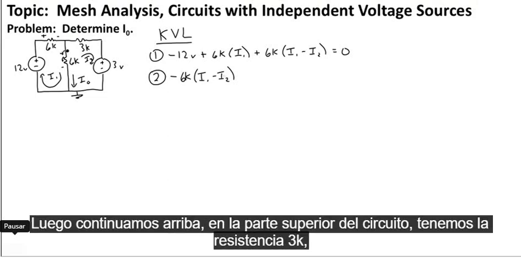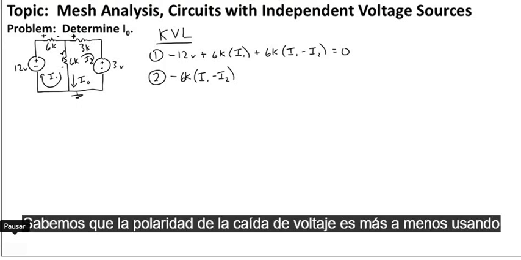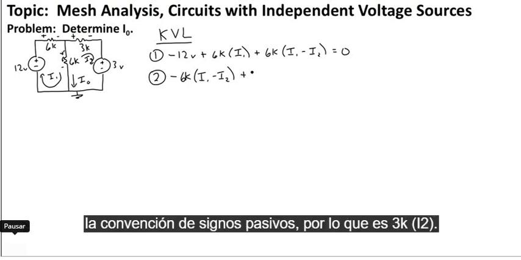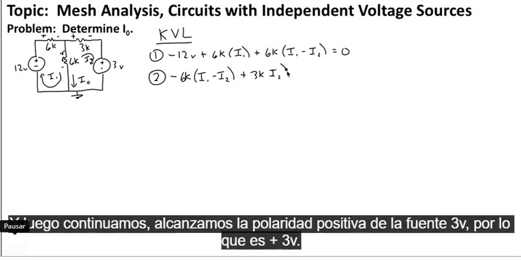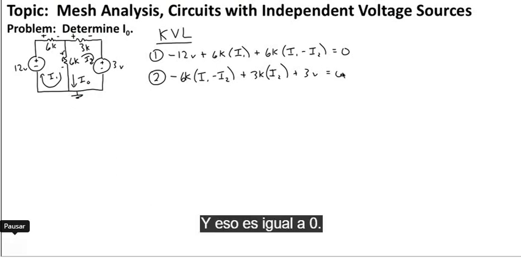Then we continue up. At the top of the circuit, we have the 3 kilo ohm resistor, which just has current I2 flowing through it. We know the polarity of the voltage drop is plus to minus using the passive sign convention, so it's 3 kilo ohms times I2. And then we continue, we hit the positive polarity of the 3 volt source, so it's plus 3 volts. Continuing on back to where we started, and that's equal to 0.